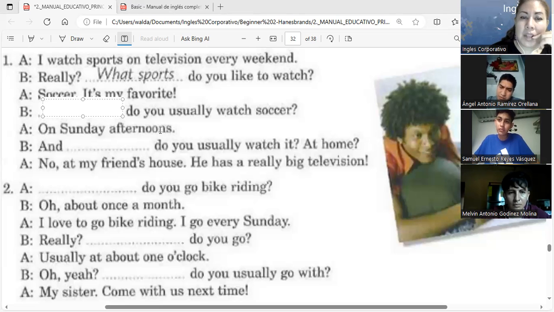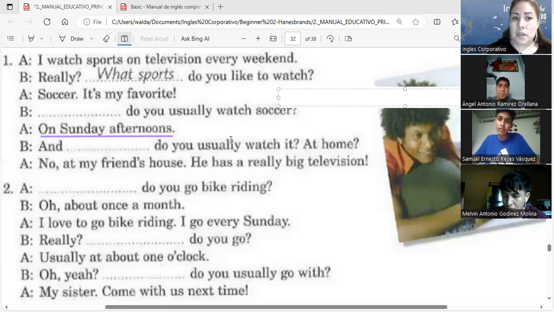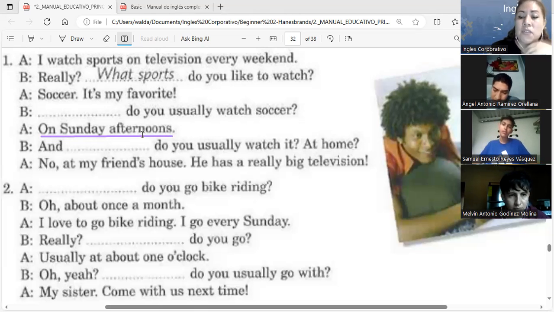How? What is the question? What does on Sunday afternoons mean? What does that mean? In Spanish. On Sunday afternoons, ¿qué significa? Domingo y fines de semana. No, on Sunday afternoons. Afternoons is por la tarde. So, on Sunday afternoons? En domingo la tarde. Los domingos por la tarde.